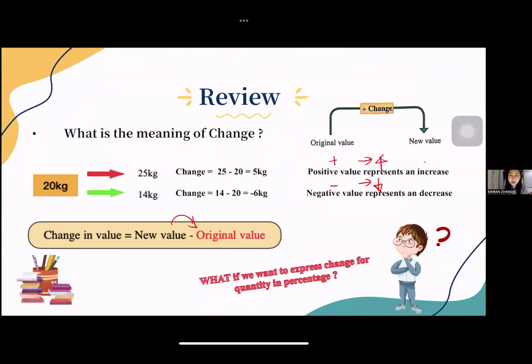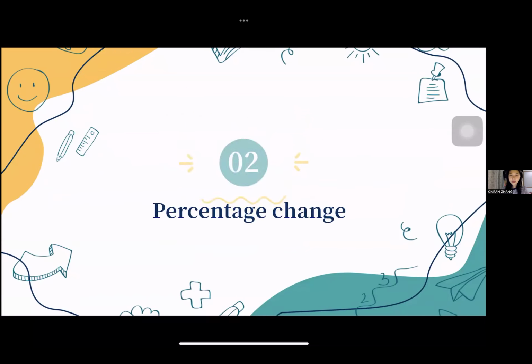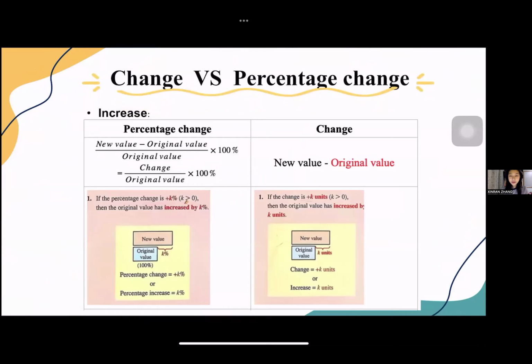So what if we want to express the change of quantity in percentage? Then we'll use the percentage change. So here's the difference between them. Basically, just use the change divided by the original value. So how can we know if the value is original or not? If we see the word old or last or something like that, it means there's an original value.